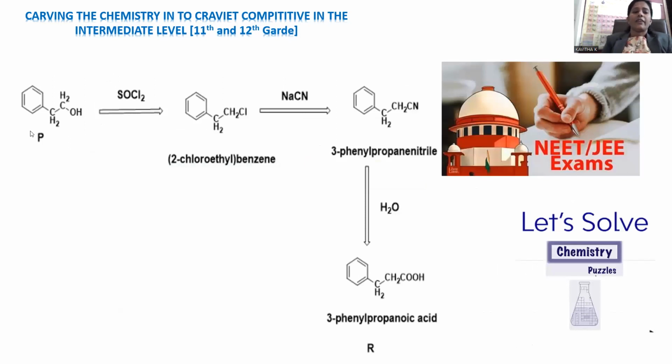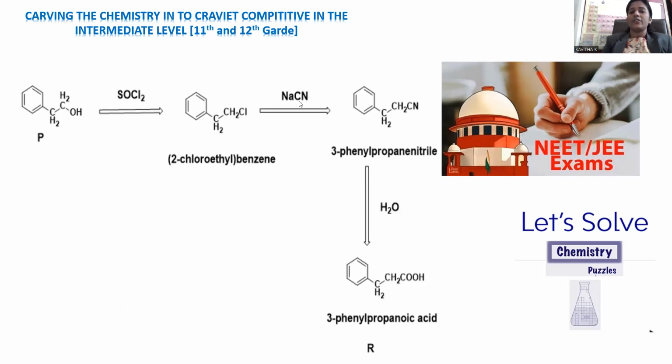Starting with P, where we have CH2OH. This alcoholic compound is treated with thionyl chloride. SOCl2 is the halogenating agent. It will replace OH with chloro, so that the hydroxy compound is now converted into a halogen compound. It is named 2-chloroethyl benzene. So this is the compound formed and it is further treated with sodium cyanide, also known as sodium nitrile.